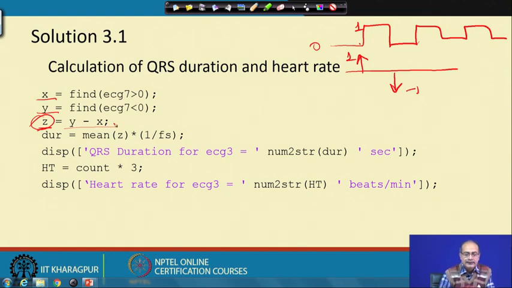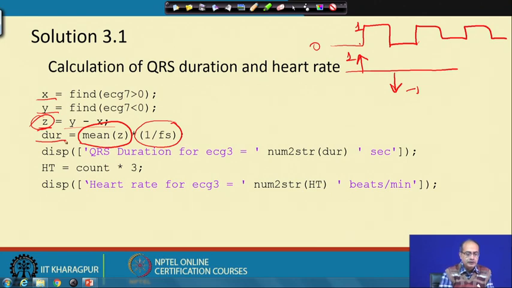So, to get the time or the width of the QRS complex or the pulse here in time, what we have done is calculate the mean and multiply it with the width of one sample, or the inter-sample interval, 1 by Fs. That gives us the duration of the pulse, and this duration of the pulse is taken as the width of the QRS complex.